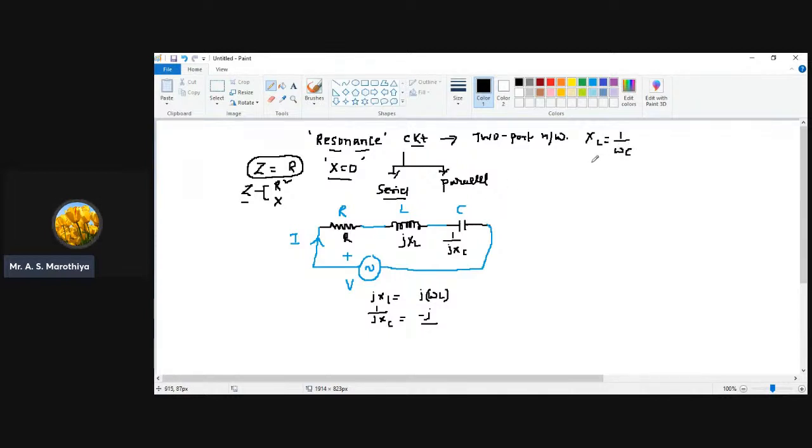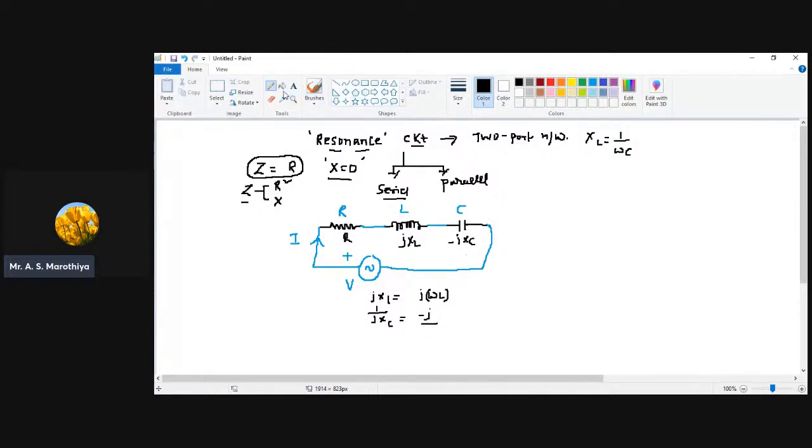Okay, so instead of taking that in picture, this is very important. Instead of writing this as minus jXC, let me make a correction over here.